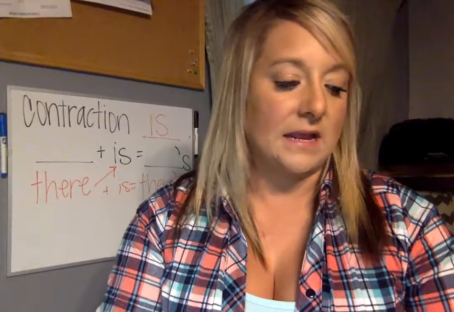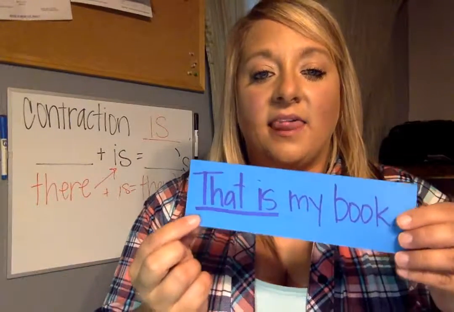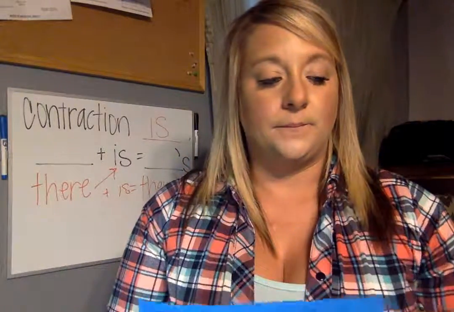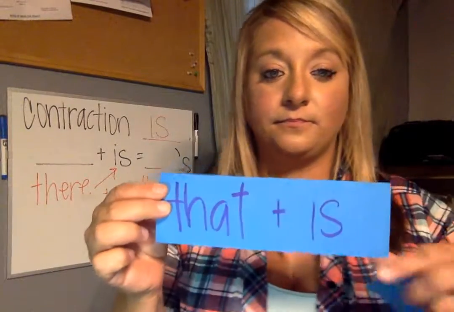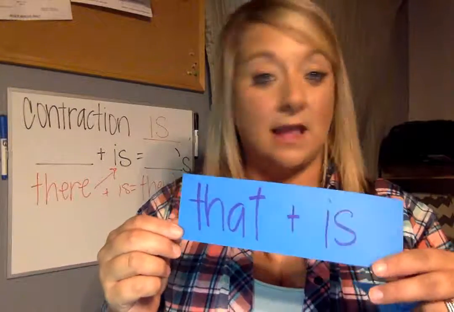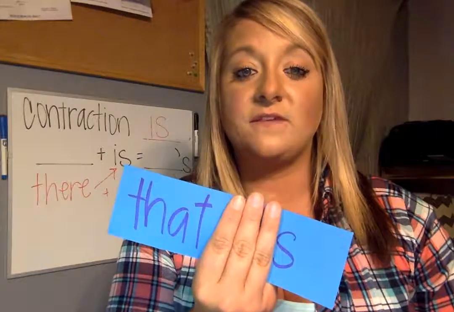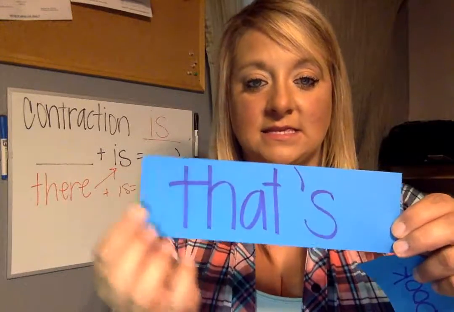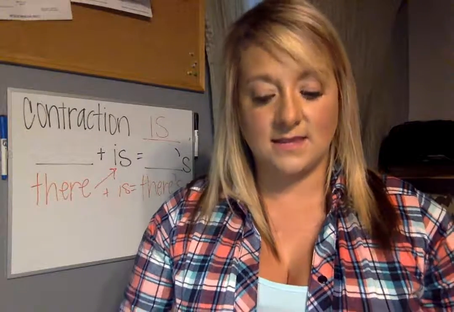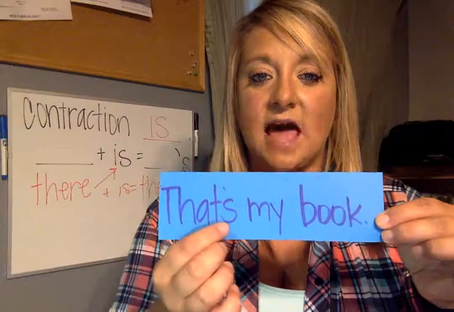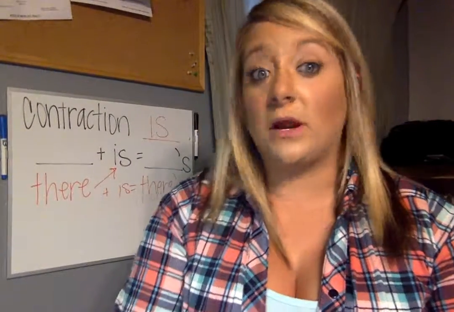The last example that I have is with the word that's. That is my book. The two words that we're contracting are that and is. Here we're going to do the same thing. We're going to delete the I, and that's where we would put the apostrophe, which would form like this, that's. So after contracting that, it would look like this, that's my book. It's very important to remember where the apostrophe goes.